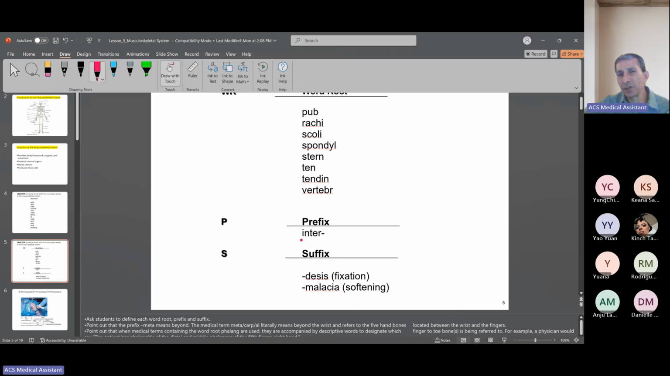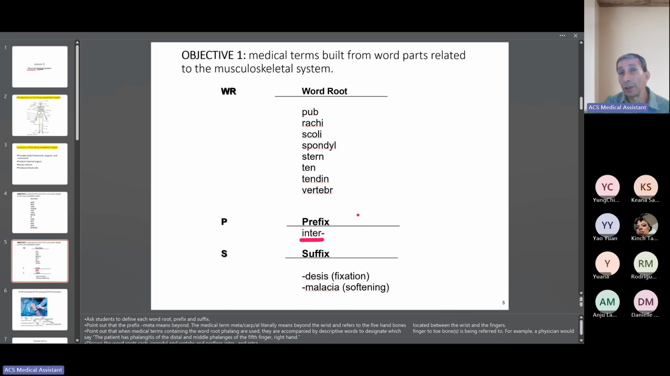Okay, prefix, inter. Inter means in between. Remember, I said last time, a very common term, international. You are in between countries. So we're gonna have different terms right here. Intervertebrate, something that is between the vertebrae. So we will find some other terms where we're gonna use inter.